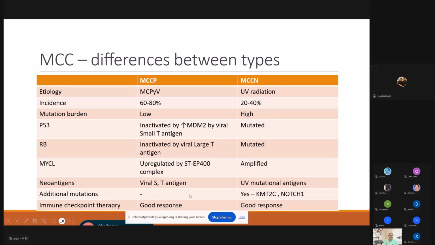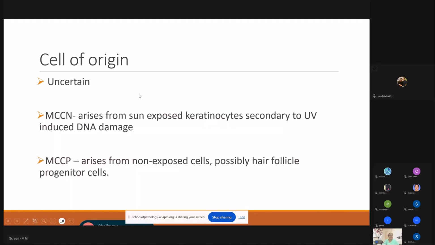Now, that is because of the antigenic neoantigens that are being expressed by these tumor cells. Yes, cell of origin. We still don't know what it is, but possibly in the ultraviolet pathway, it probably arises from the sun-exposed keratinocytes secondary to the ultraviolet-induced DNA damage. Whereas in the viral pathway, it probably arises from the non-exposed cells, possibly from hair follicle progenitor cells. It is still not definitely for sure.